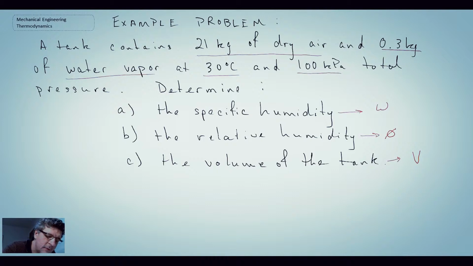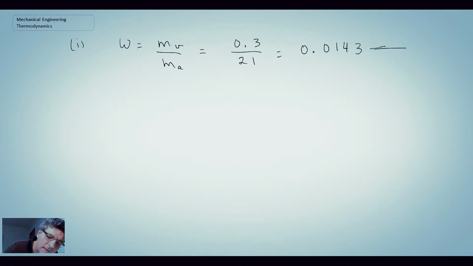What we will do, we'll begin by looking at the specific humidity, and in order to determine specific humidity, we will use one of the equations, the one that defines specific humidity as being the mass of the water vapor to the mass of the dry air. Well, they give us that in the problem, so that's pretty straightforward. And so that gives us the specific humidity.